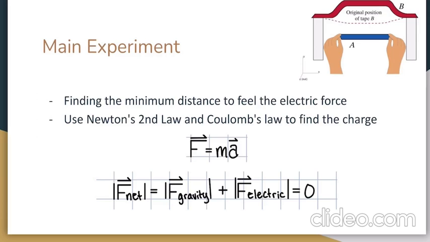Now, for our main experiment, we will be finding the minimum distance to feel the electric force, and we will also be using Newton's second law and Coulomb's law to find the charge. Recall that Newton's second law states that our force is equal to the mass times the acceleration, and for our system, we will be stating that our total force F net is equal to the magnitude of gravity plus the electric force, which is equal to 0, as when we make our point of contact, the objects should not be moving, which will cause no acceleration.